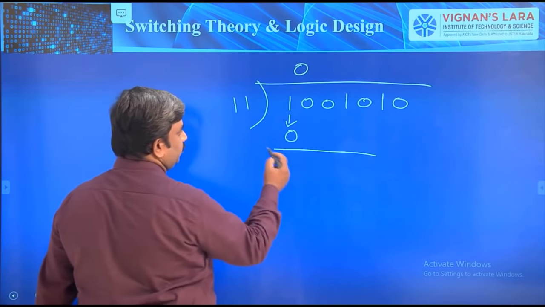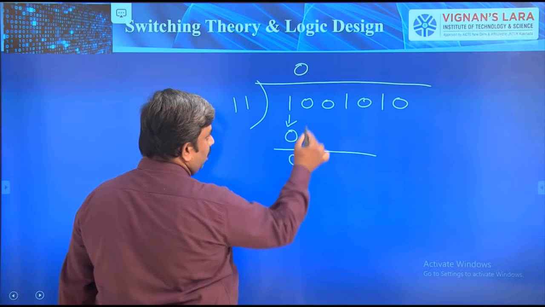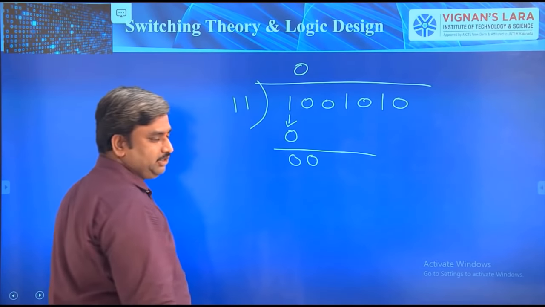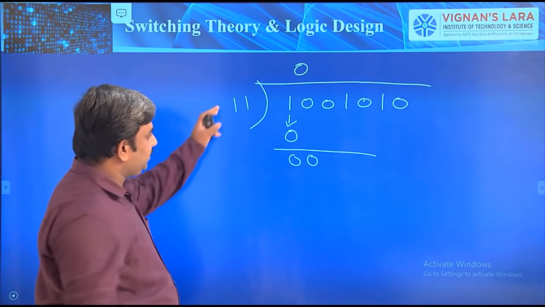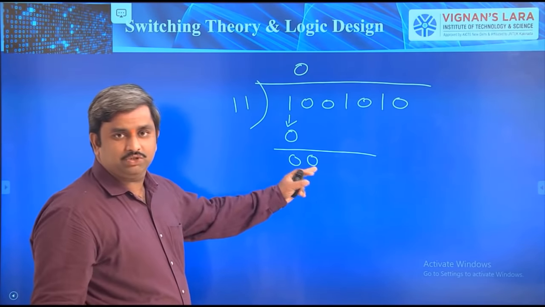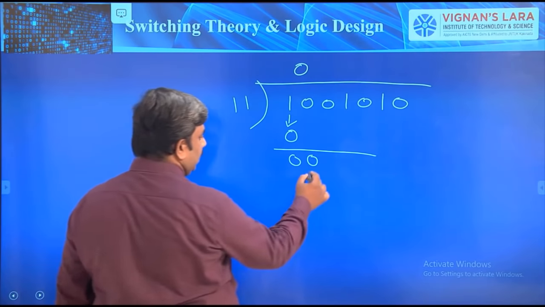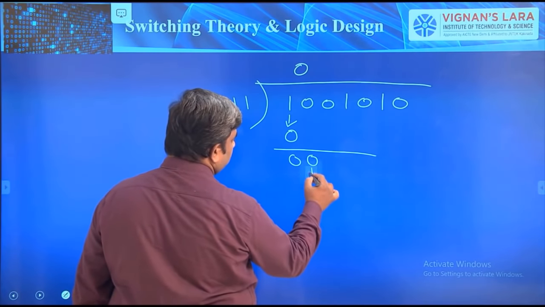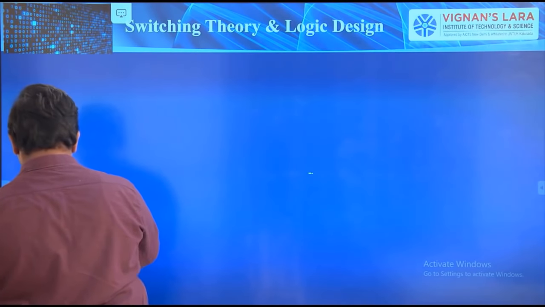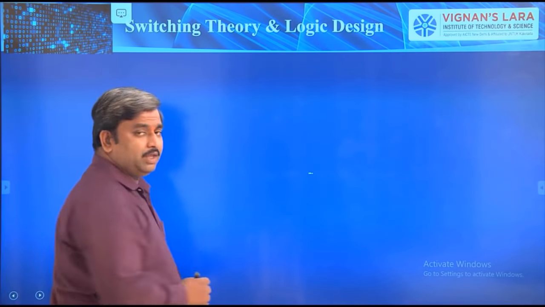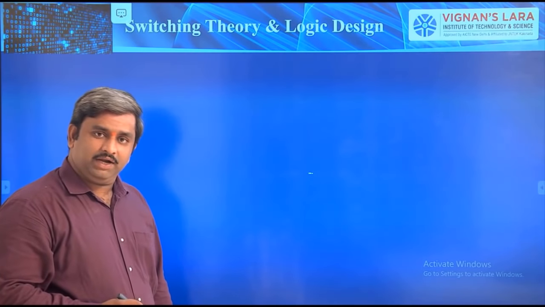So put 0 times here. 1 minus 0 is 0, and take the second digit. Now try to divide with this 11 value. Both are zeros, there is no possibility. Write down the value. Wait. Let us see the binary division operation.